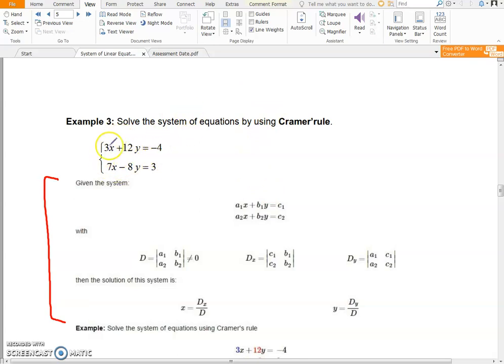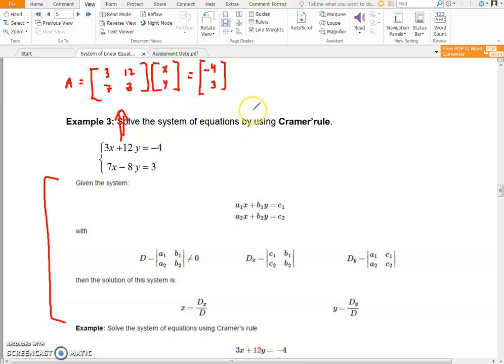If you have a simultaneous equation like this, you can try to change it into matrix form. You can put it into a matrix A, where you are supposed to get 3, 12, 7, and 8, because you multiply with x and y. So here you are going to get x and y equals the answer here. The result should be negative 4 and 3.